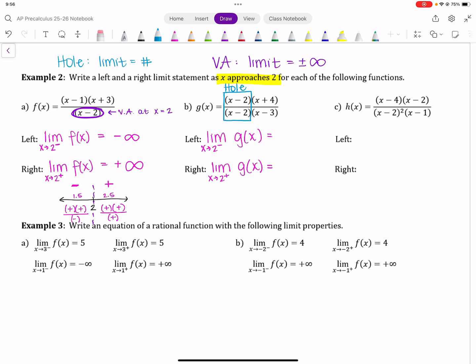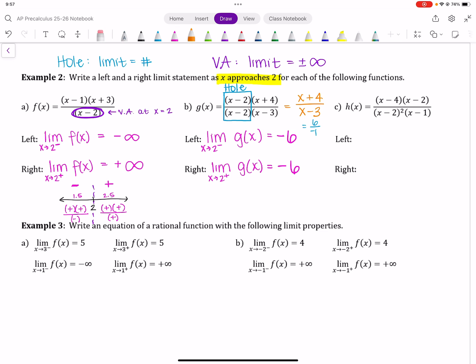So because we have a hole at 2, we want to think about if we cancel those out, leaving us with x plus 4 over x minus 3, when I substitute in my value for the hole, or 2, what do I get? So 2 plus 4 is 6. 2 minus 3 is -1. 6 divided by -1 means my hole is at -6. So the limit of g of x as x approaches 2 from the left and the right is going to be -6.